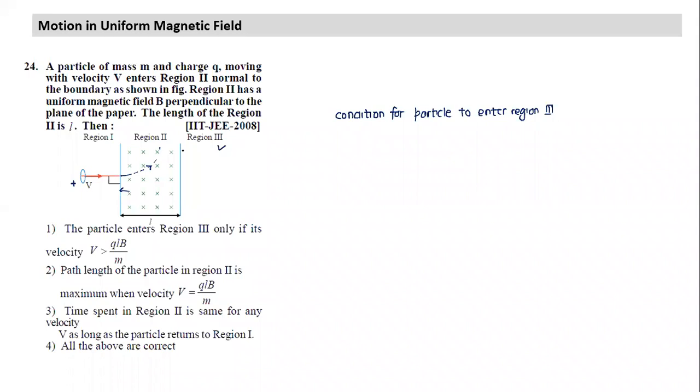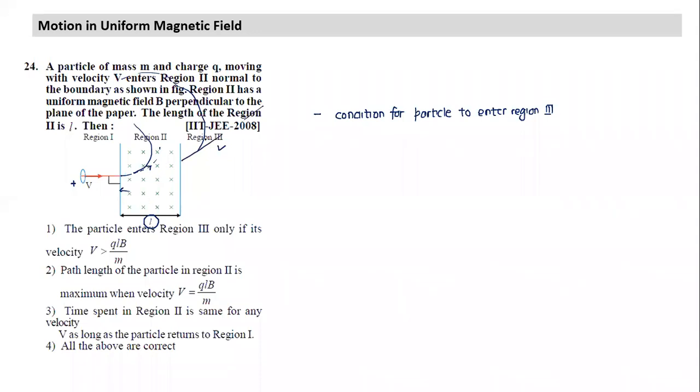When would you enter region 3? Then we have to tell this in terms of L and R, is it not? It depends on whether the radius is too small, then it will come like this. What is the condition for it to enter region 3? It can move like this or it can move like this, is it not? But in this case, can it move like this? Once it crosses, then it will not come back, it will move like this.